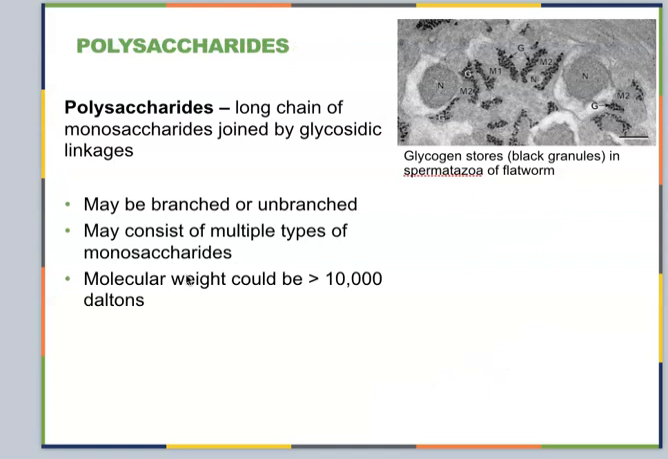Polysaccharides, that's when things start to become interesting again to us, right? And here's glycogen stores in spermatozoa of a flatworm. And you're thinking to yourself, what is a spermatozoa using with glycogen? Well, that energy that's stored as glycogen would be used by the spermatozoa to travel, and you'll see how that happens.